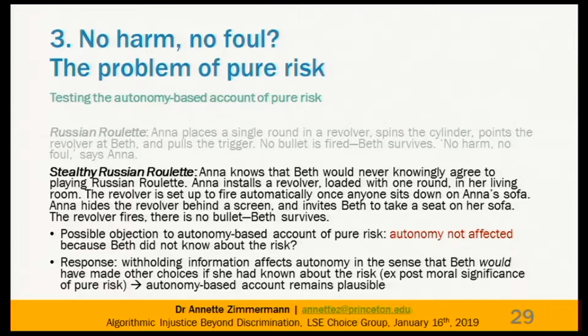Now, I personally have a view on this. I'm going to foreshadow this by saying that you don't necessarily need to buy into this response in order to agree with the rest of my argument. But just to let you know, I think even in the stealthy Russian roulette case, withholding information actually does affect autonomy in a significant way. So Anna still kind of deliberately concealed the presence of this revolver behind the screen, and that seems really objectionable inherently, right? So Beth would have made really different choices had this information not been withheld from her. And for that reason, I think actually the autonomy account is more expansive than it might seem. But it's also fine if you just want to apply it to the Russian roulette and the kind of stop and search case.